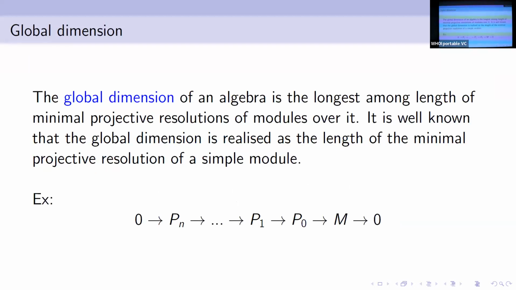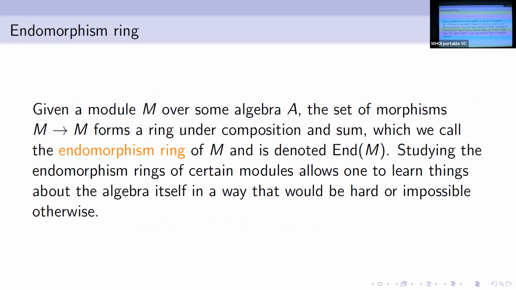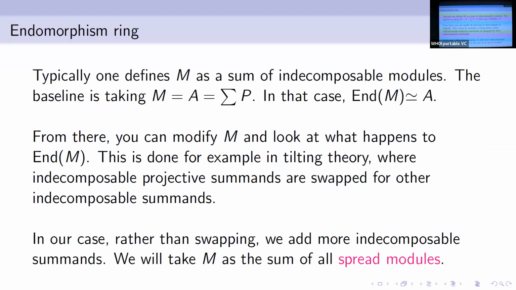So if people read the slides afterwards, because they are not necessarily all aware of all these things, global dimension, it's the longest you might need to take projective resolutions. And the endomorphism ring is if you take a module, consider all the morphisms from M to itself. And it turns out that this is an algebra. Oftentimes you will take a module over an algebra and then consider the algebra of the endomorphism ring. And this makes it so you can study other algebras to learn something about one other algebra.